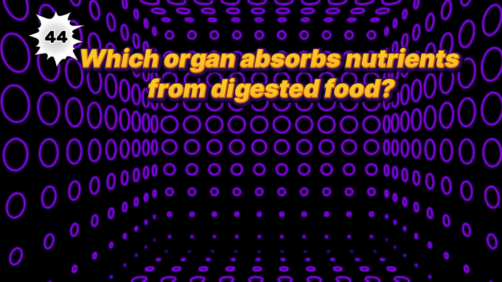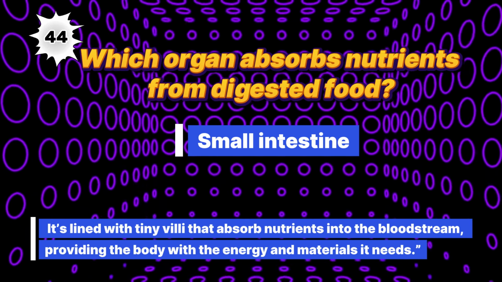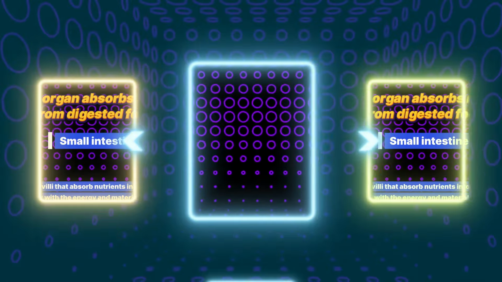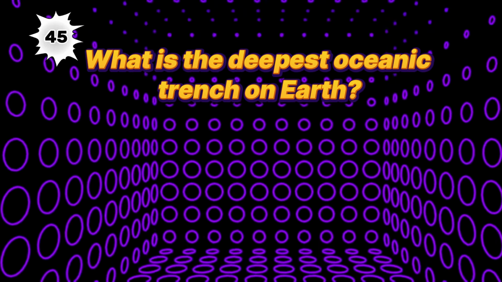The answer is small intestine. It's lined with tiny villi that absorb nutrients into the bloodstream, providing the body with the energy and materials it needs. What is the deepest oceanic trench on Earth?